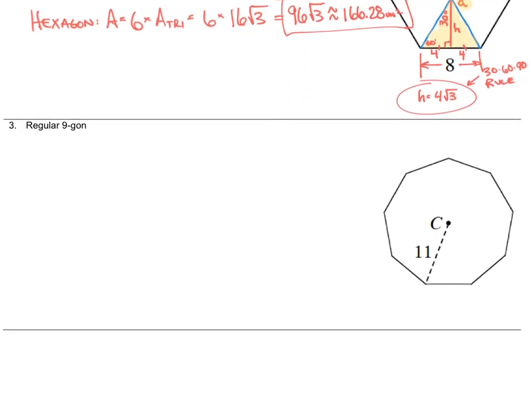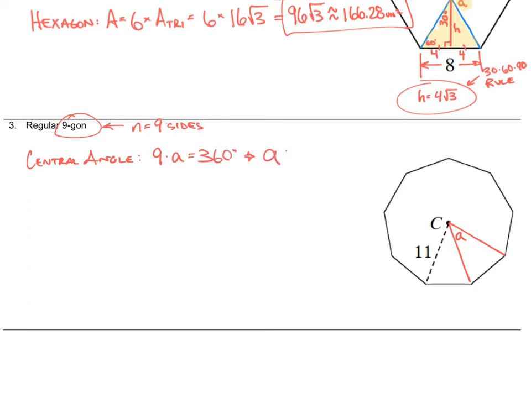Now let's jump down here to the regular nonagon, also known as the nonagon. Remember that this means it has 9 sides. Be helpful if I put a 9 there. And let's go ahead and see what each of these central angles and central triangles are going to look like. I'm not going to draw them all in. I'm just going to draw a couple to help us organize our work. Okay, so this angle right here, that's going to be my central angle. I have 9 of them. 9 times A has to be equal to 360 degrees. That means that A has to be equal to 40 degrees.